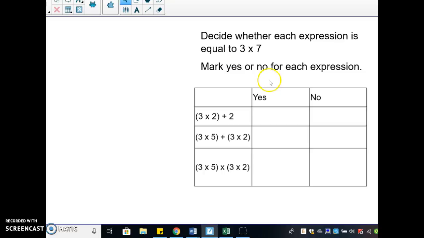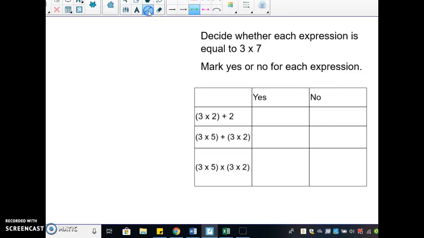The first thing you need to do is solve 3 times 7, and then you have 3 other parts. You need to figure out whether these match the answer to 3 times 7. So you're going to have to solve each of these in order to figure out if it's a yes, it matches 3 times 7, or if it's a no, it does not match. If you know your multiplication facts, that's awesome, but I'm going to pretend that I don't know my multiplication facts, and I'm going to do some equal groups.